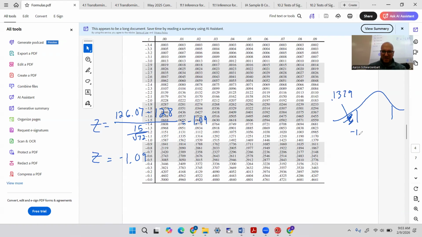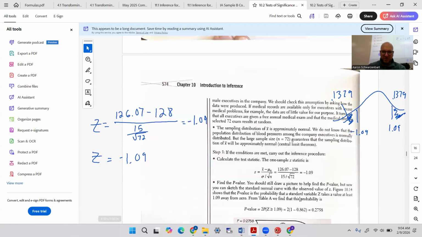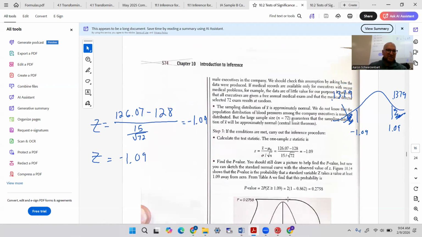I can write my test statistic here. It is a two-tailed test, that was our alternative hypothesis. So it's 0.1379. That means we're doubling 0.1379. Step 3 does get you your p-value. I'm just going to look back at what the book says to do that multiplication. 0.2758. So you always need to record this when you do your test.